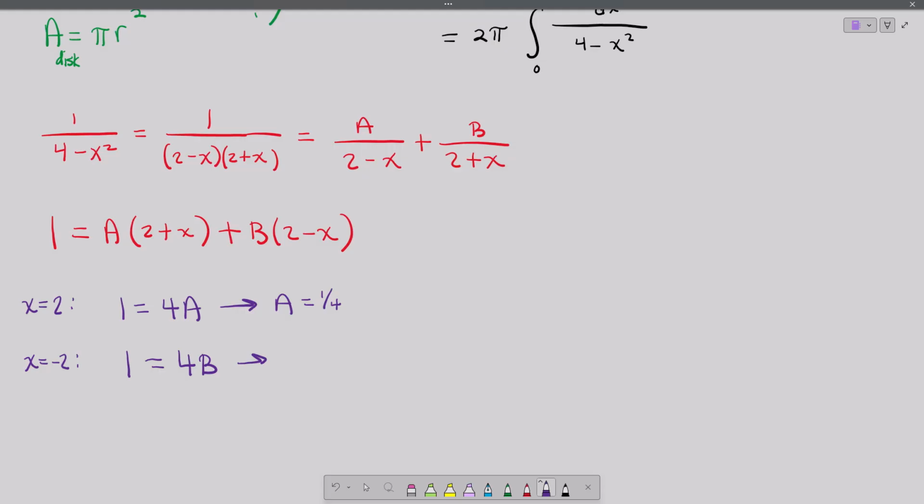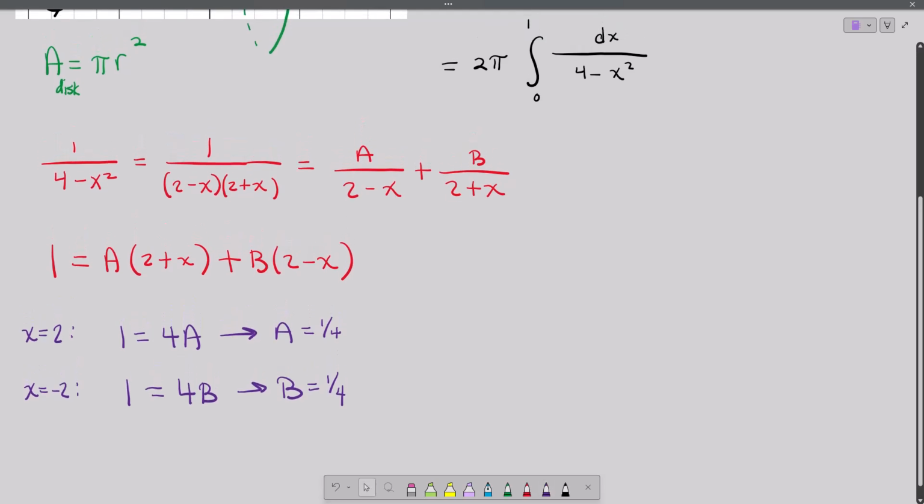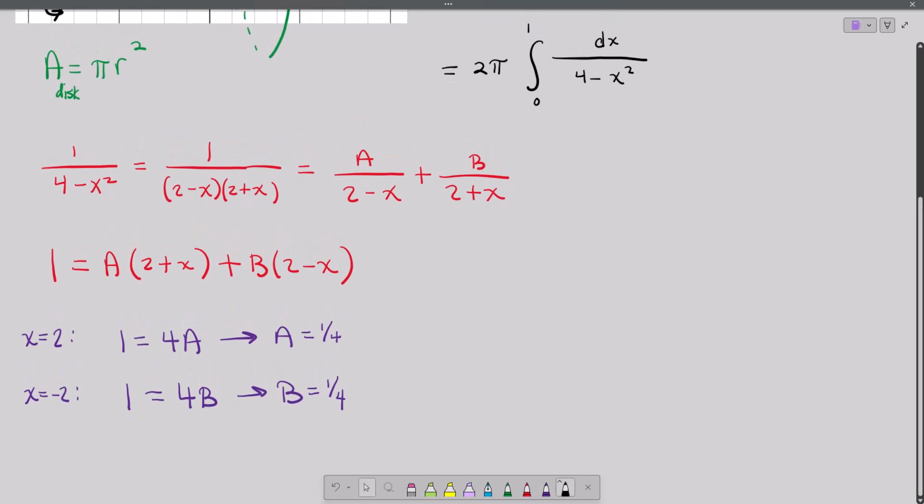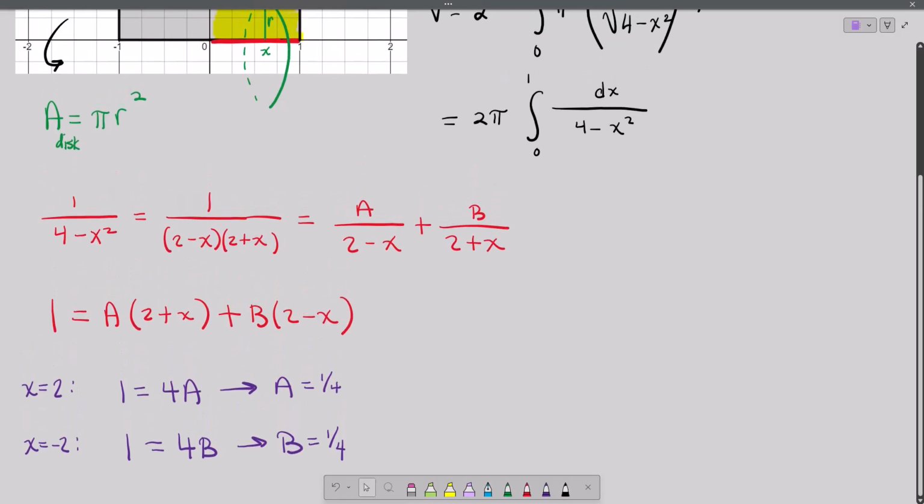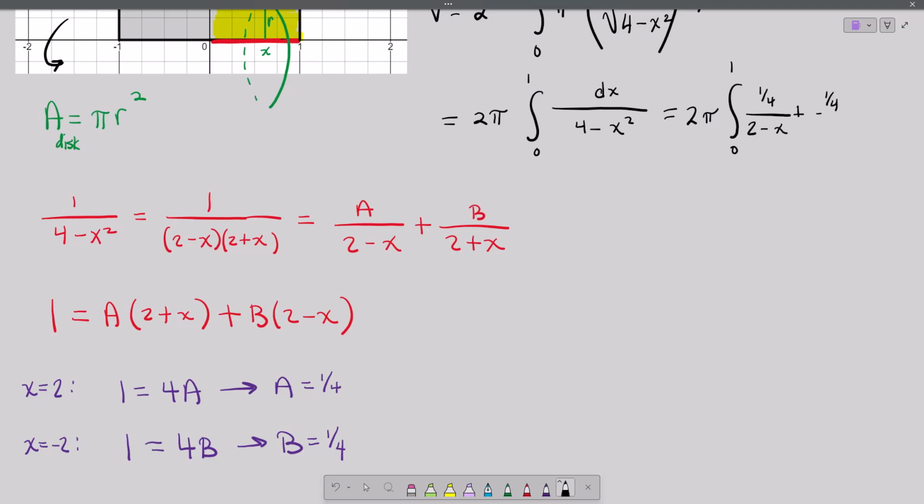So B is a 4th also. So this allows us to rewrite our integral. We're going to have 2 pi on the outside. Integral is still 0 to 1. This is our new integrand. Both of those are 1/4, so let's write it in there first, and then we can factor it out in a second. So we're going to have 1/4 over 2 minus x plus 1/4 over 2 plus x dx.